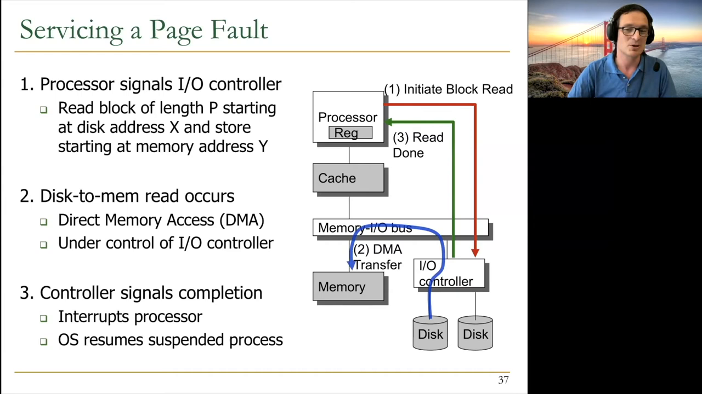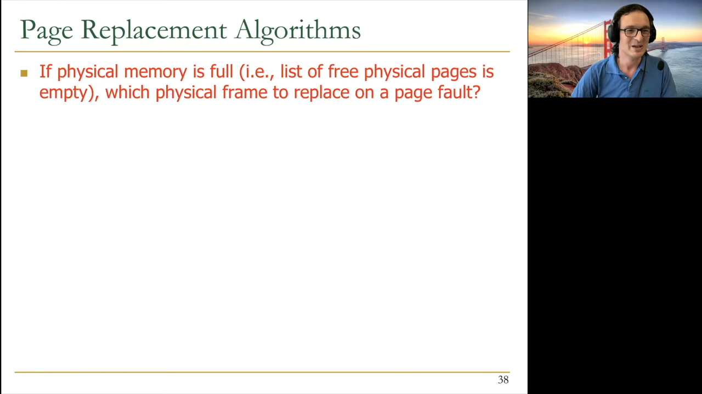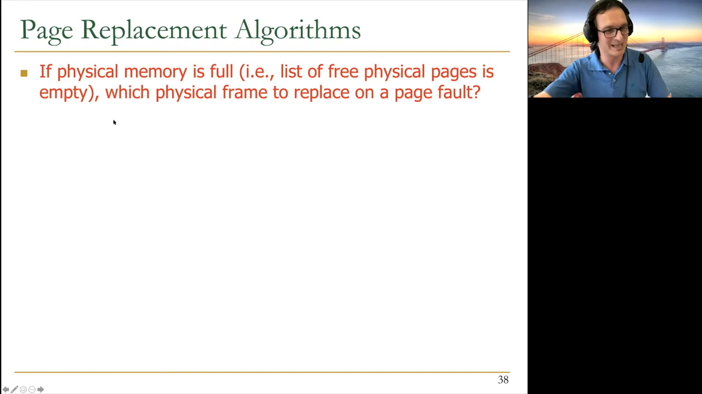Okay, so page replacement algorithms. Clearly this is similar to cache replacement algorithms, but a little bit different in the sense that physical memory is huge. So if physical memory is full, meaning a list of free physical pages is empty, which you also need to keep somewhere if you think about it. So there's a lot more complexity I'm adding right now, but you can think about how to do that. Which physical frame should you replace on a page fault?